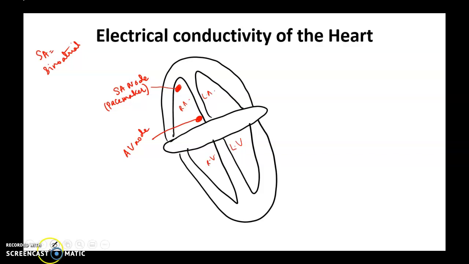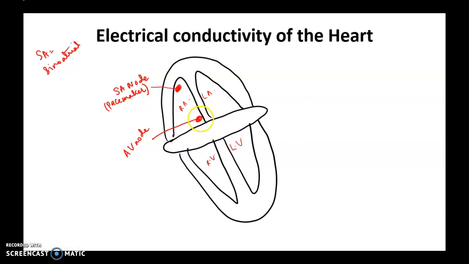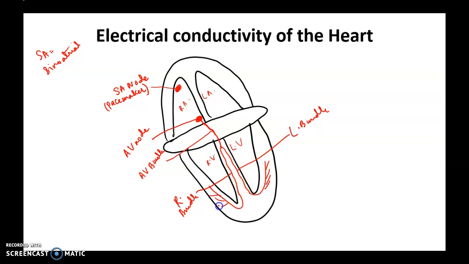So let me change color. The AV node then leads to the ventricle by a special group of cells here, and this is called the AV bundle. The AV bundle, after reaching the ventricle, divides into the right bundle and the left bundle. So this is the right bundle, this is the left bundle, and then it terminates in these fibers called Purkinje fibers.